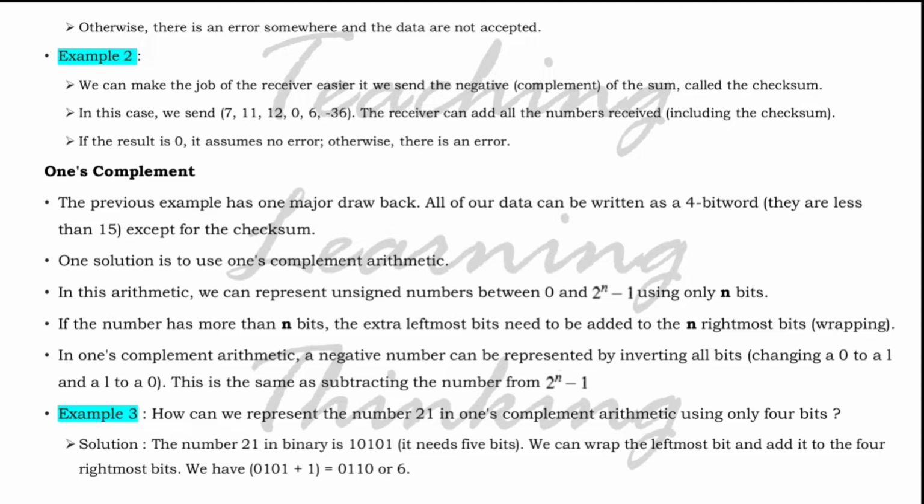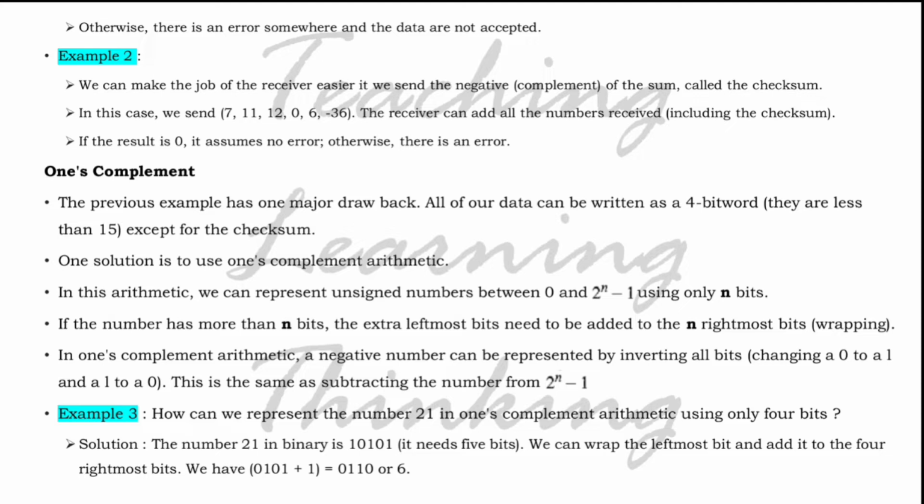In the first example, we send 5 numbers along with their sum, and the receiver checks whether the sum of the numbers is equal to the received sum. If it is equal, it will accept, and if it is not equal, it will not accept. In this case, we are sending the negative, or the complement, of the sum. That means if 36 is the sum of the 5 numbers, then it will send minus 36.